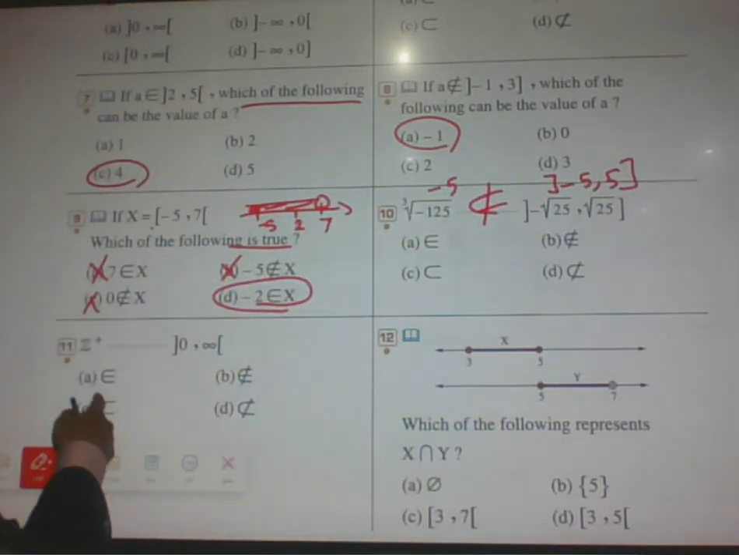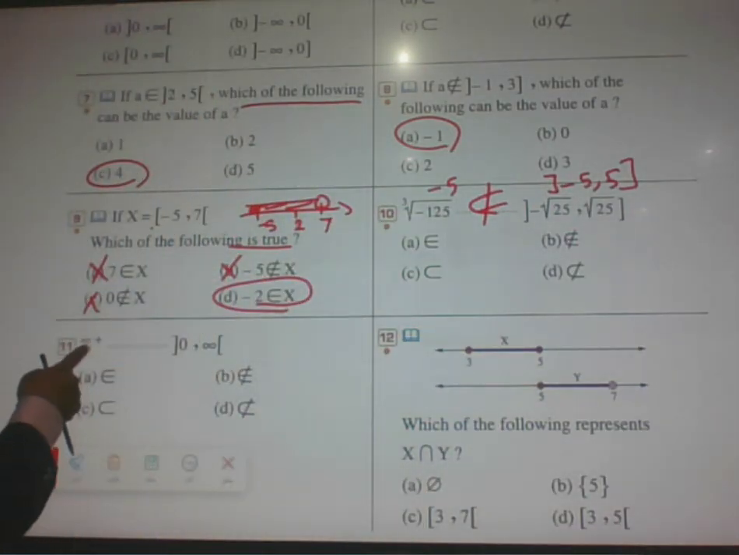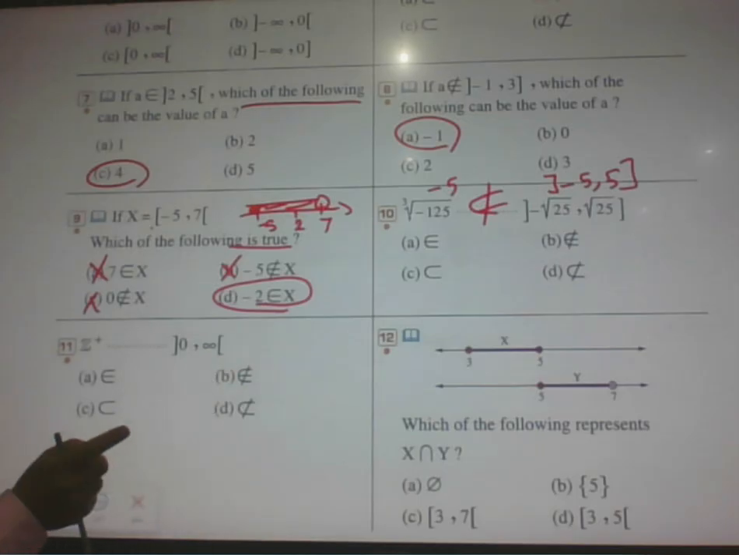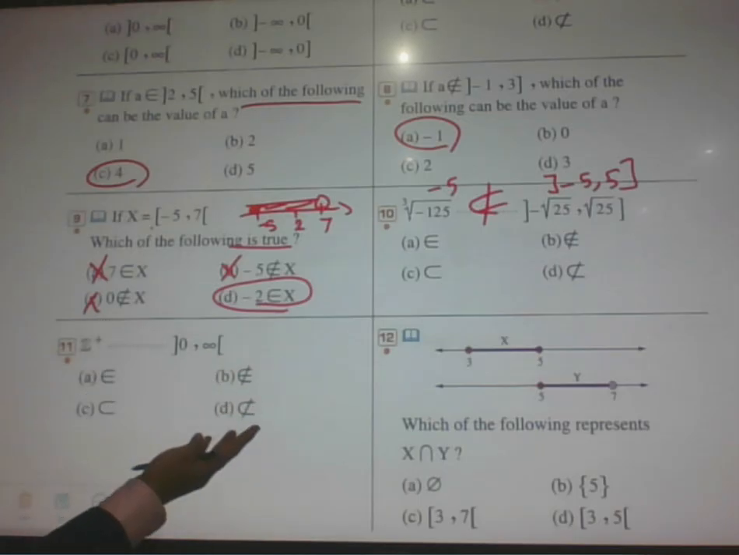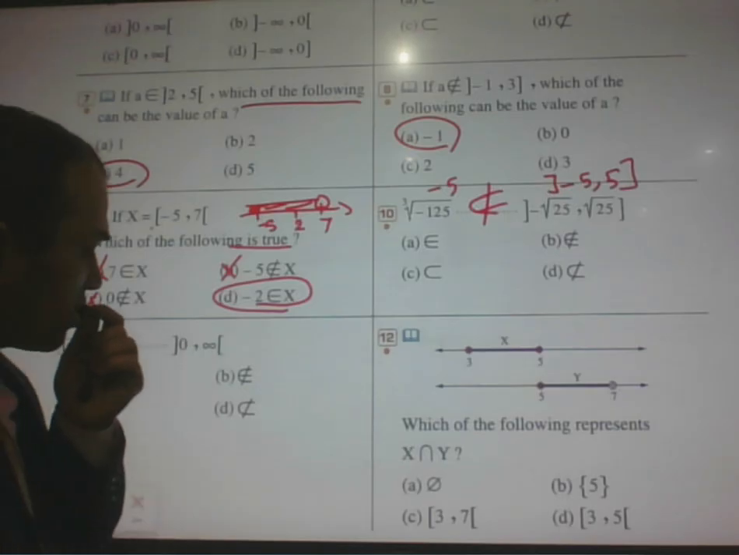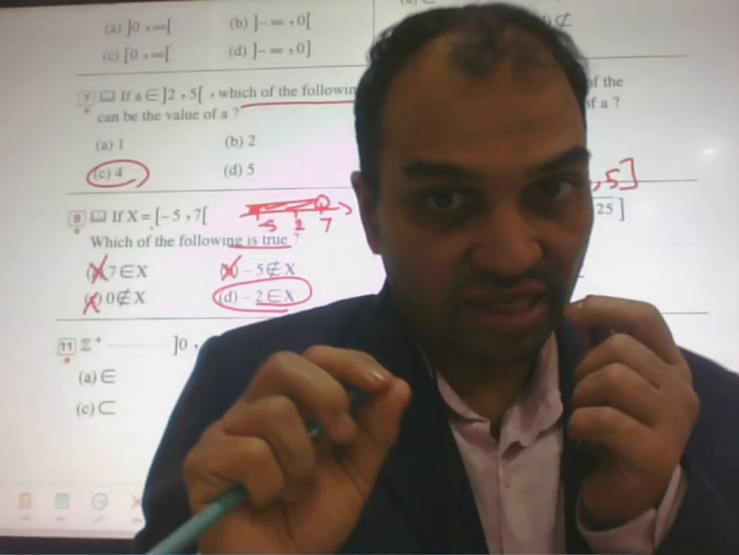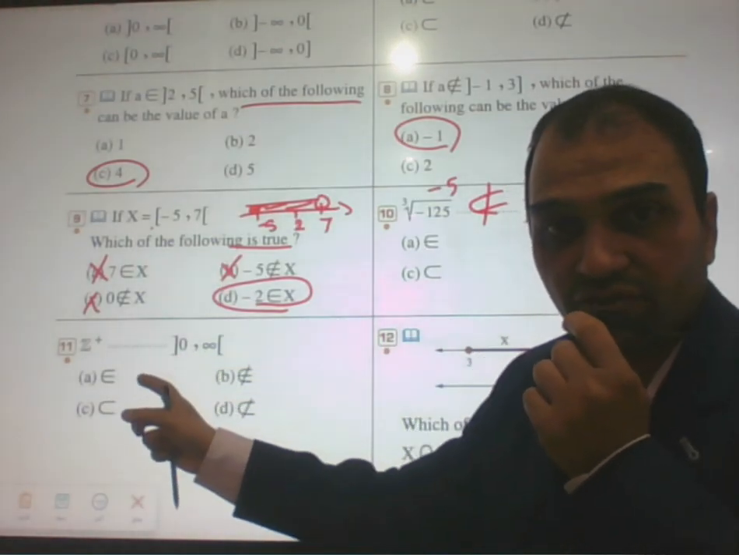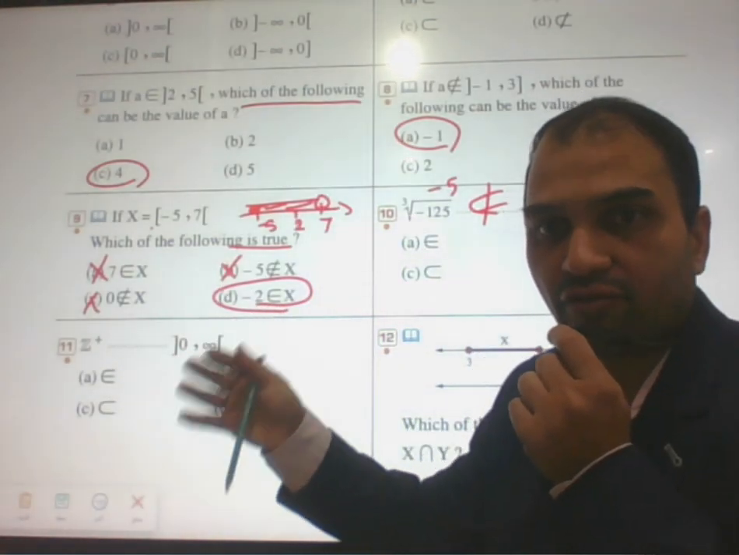Next question down here, we have Z positive integers, and 0 to infinity. We can write subset or not subset. Yes, it's a subset, okay, because it's opened here from 0 to infinity. He asked about, listen to me, as an example, positive integers like 1, 2, 3, 4 to infinity.